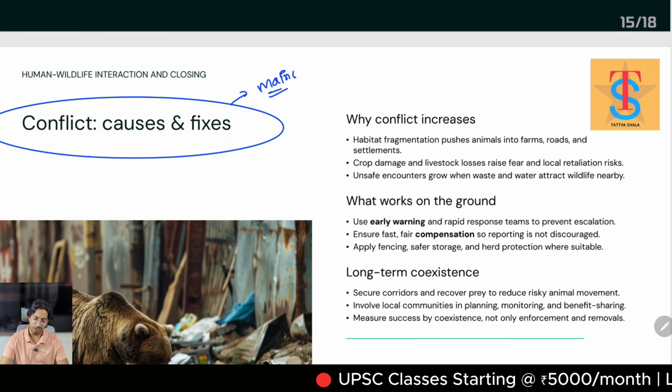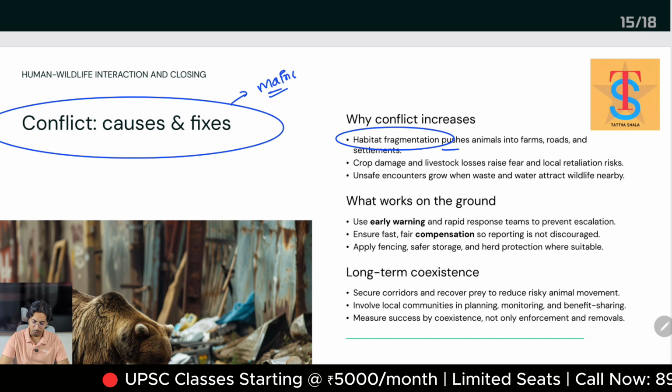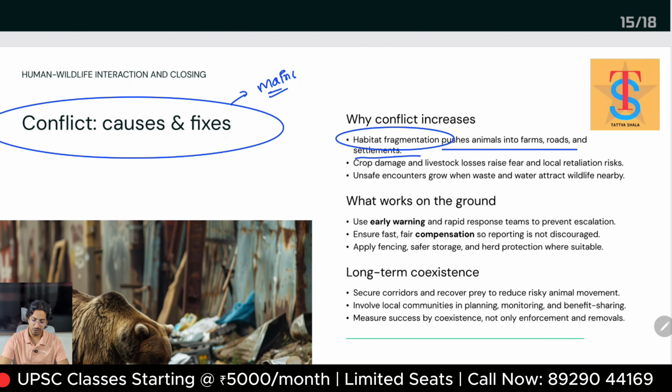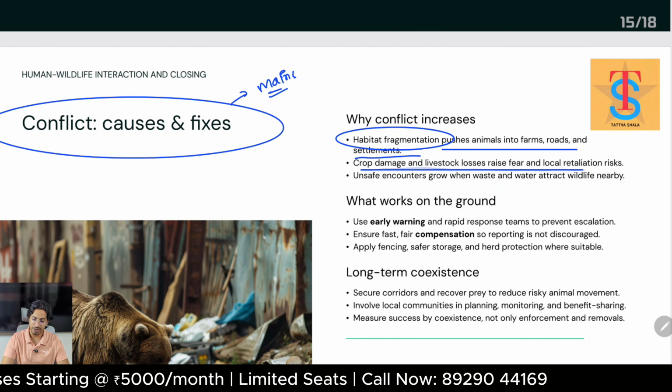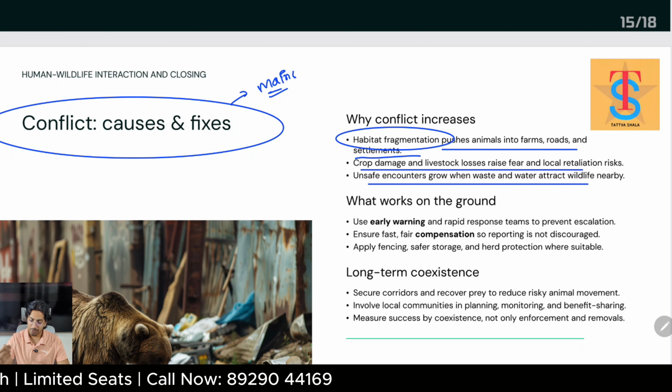So why does conflict increase? Habitat fragmentation, the most important thing, right? Pushes animals into farms, roads, and settlements. Crop damage and livestock losses raise fear and local retaliation risk. Unsafe encounters grow when waste and water attract wildlife nearby.